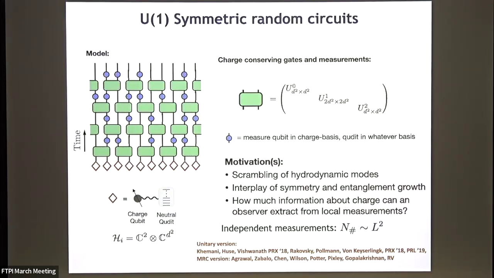This is of course true if the measurements are independent, and that's actually the best you can do. How many measurements do you need to resolve the charge? This is basically the central limit theorem. Say you want to distinguish half-filling and half-filling plus one particle. You need to resolve charge density by a factor 1 over L. Hence, you need L squared measurements.